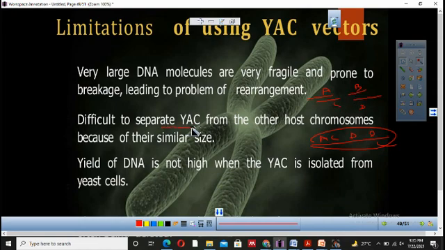Another limitation is that it's difficult to separate YAC from the other host chromosomes because of their small size. Bacteria are smaller than yeast, so it is very difficult to isolate it. Also, the yield of DNA is not high when the YAC is isolated from the yeast cell. So these are some of the limitations.